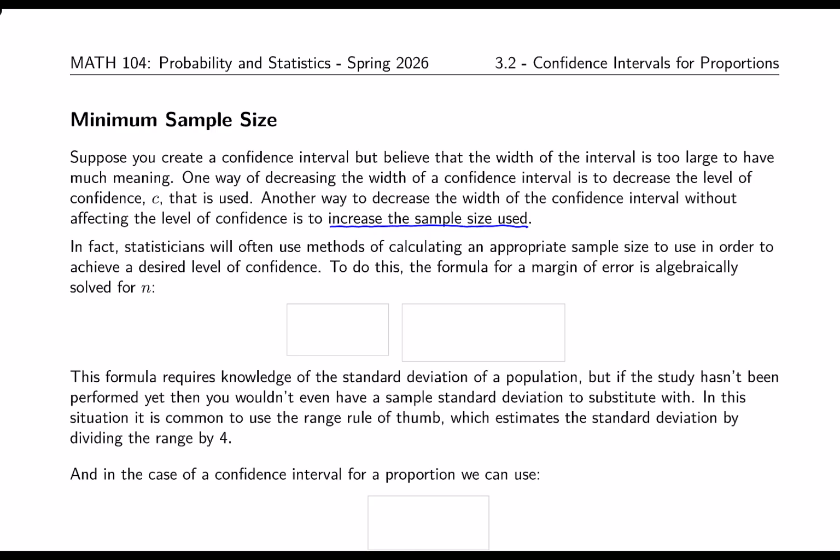In order to do this, we still use the margin of error formula. So this is the margin of error formula with regard to confidence intervals for the mean. And the thing is, you have the two variables here involved. You have n, and you have your margin of error.